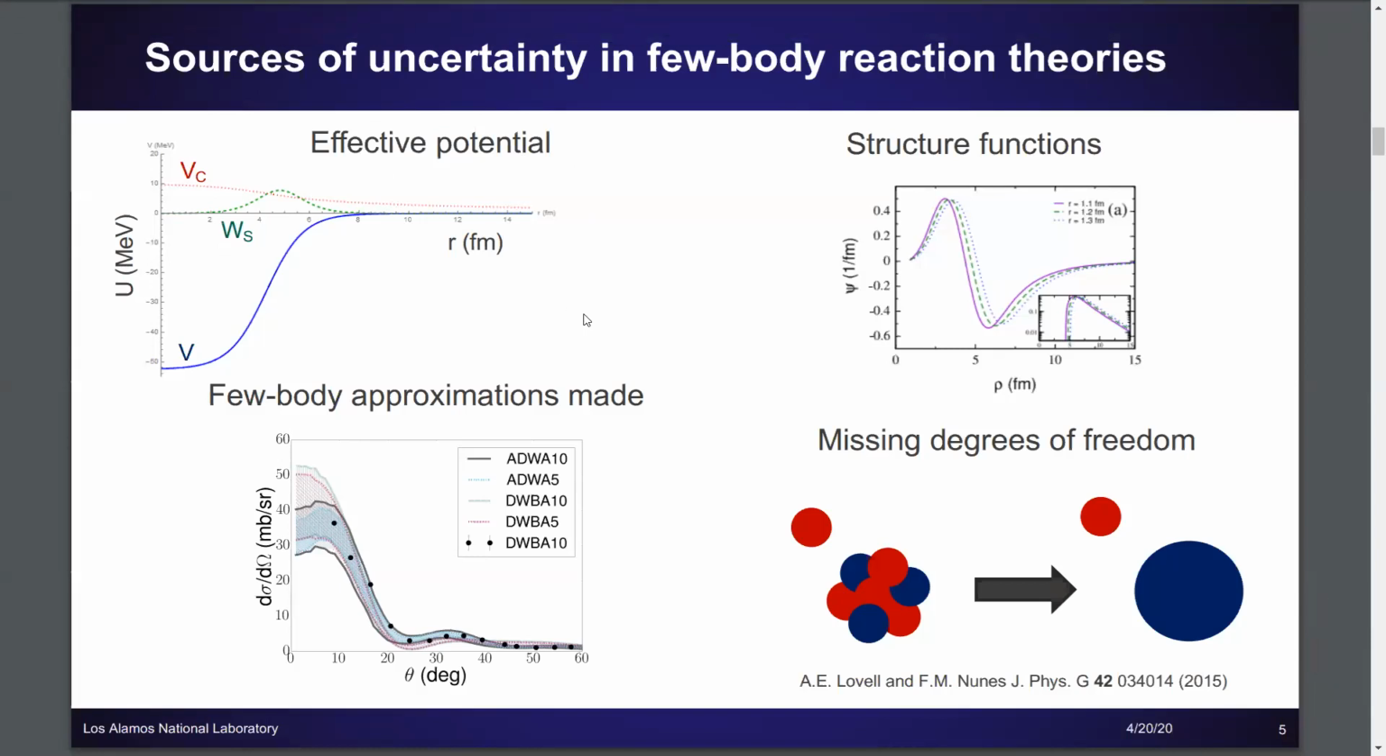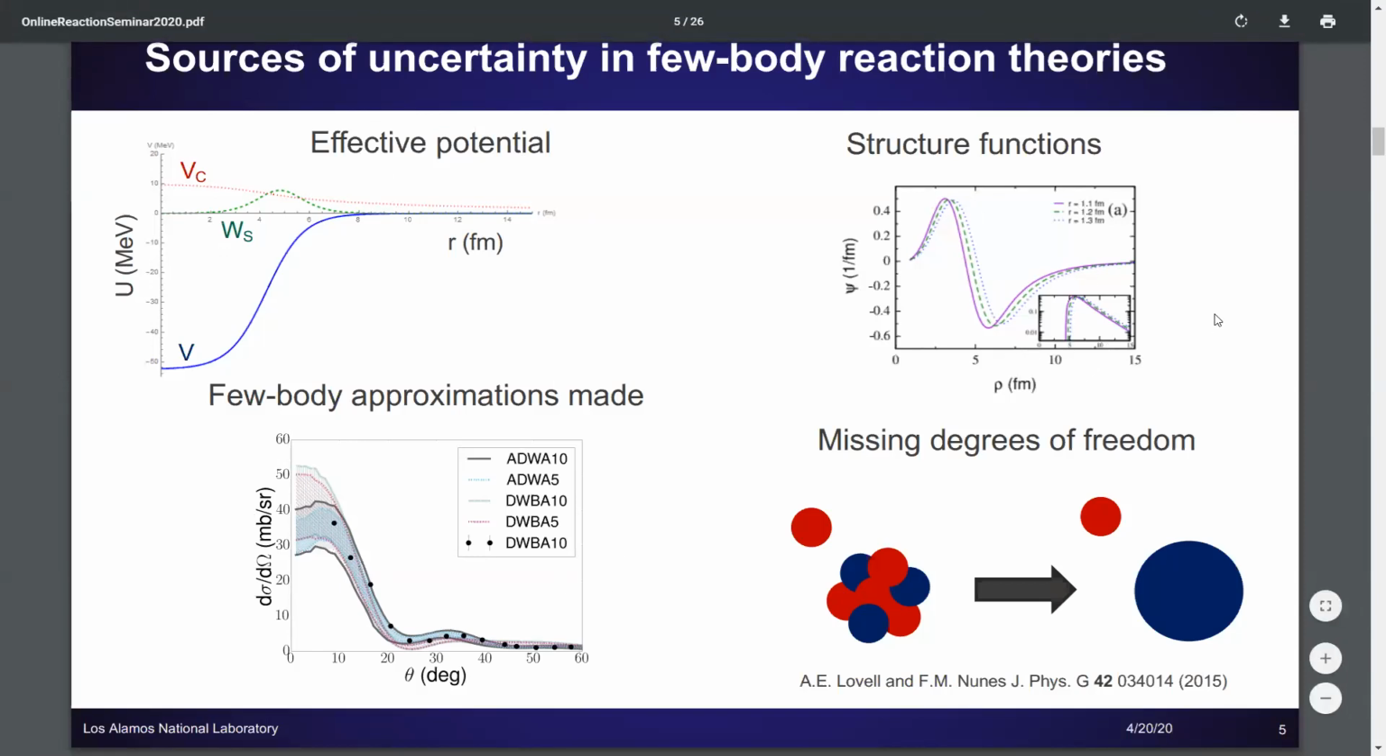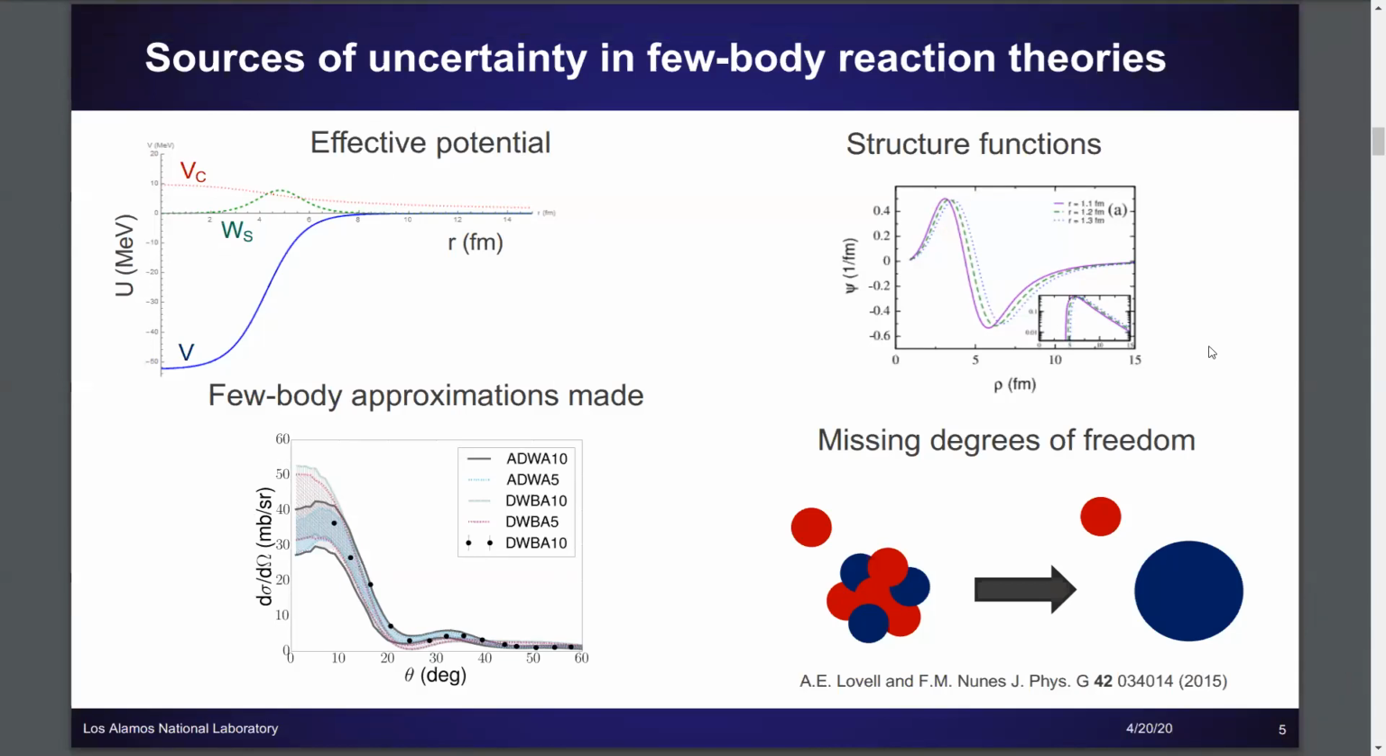But then we also have approximations made in the few body problem. How exactly are we solving the few body problem? Are we using an adiabatic method, a distorted wave method? And I'll discuss a little bit more about that in a slide or two. The structure functions that go into our problem, say, what is the even binding potential when you have a single nucleon transfer that holds that neutron onto your heavy target?